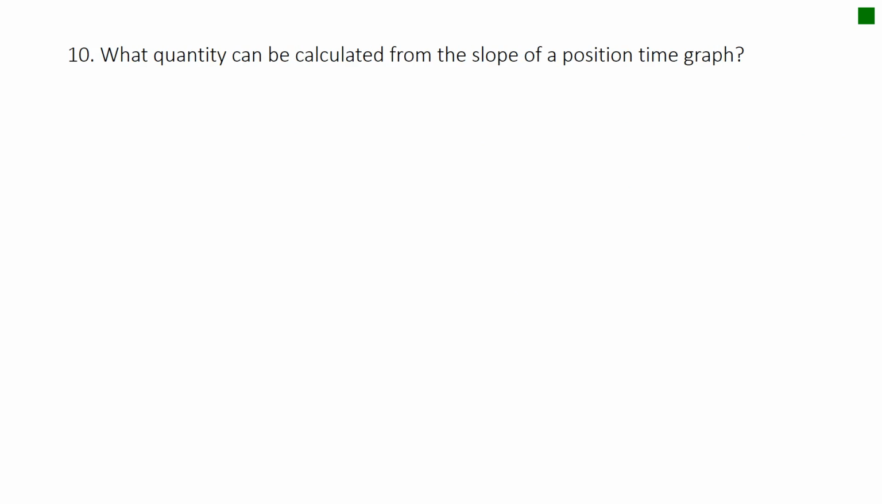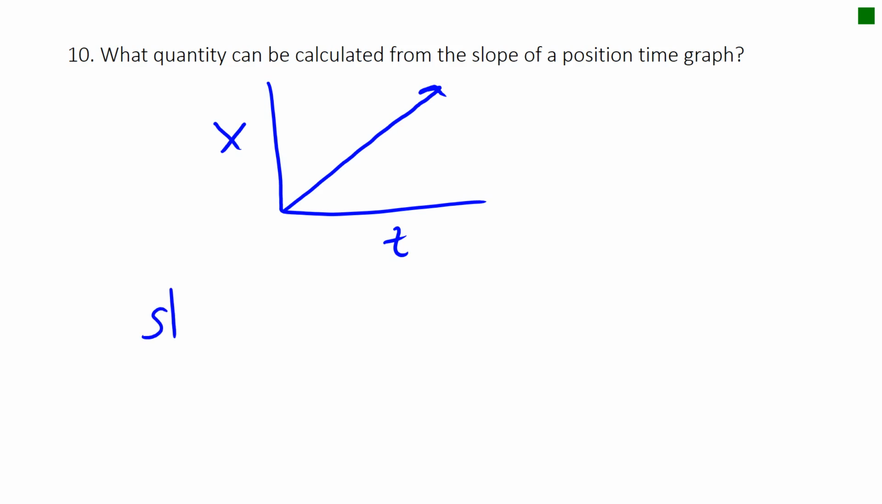Number 10. What quantity can be calculated from the slope of a position time graph? So a position time graph is when you have x over t and you have some slope. So again, just like before, slope is equal to the change in y over the change in x.